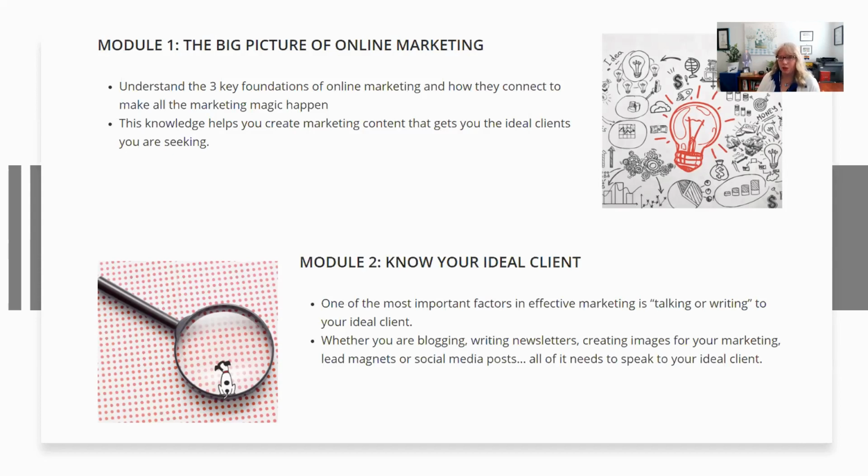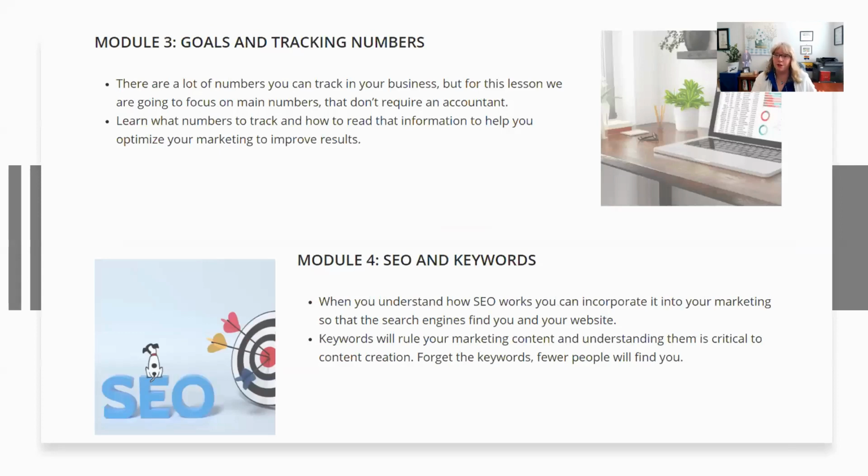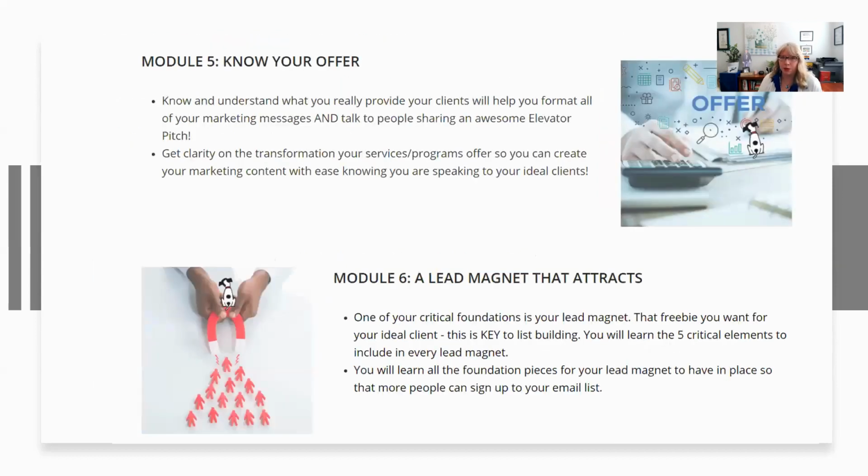So we do cover the big picture of online marketing and knowing your ideal client. These are key areas in creating your content. And as you know from the first C of the content today, creating effective content, speaking to that ideal client is critical. Knowing what to track and setting goals is important as well. And in modules 3 and 4, I walk you through setting up your analytics if you need to do that, and reading them so that you understand how to take that information to improve and do better with the marketing of your business.